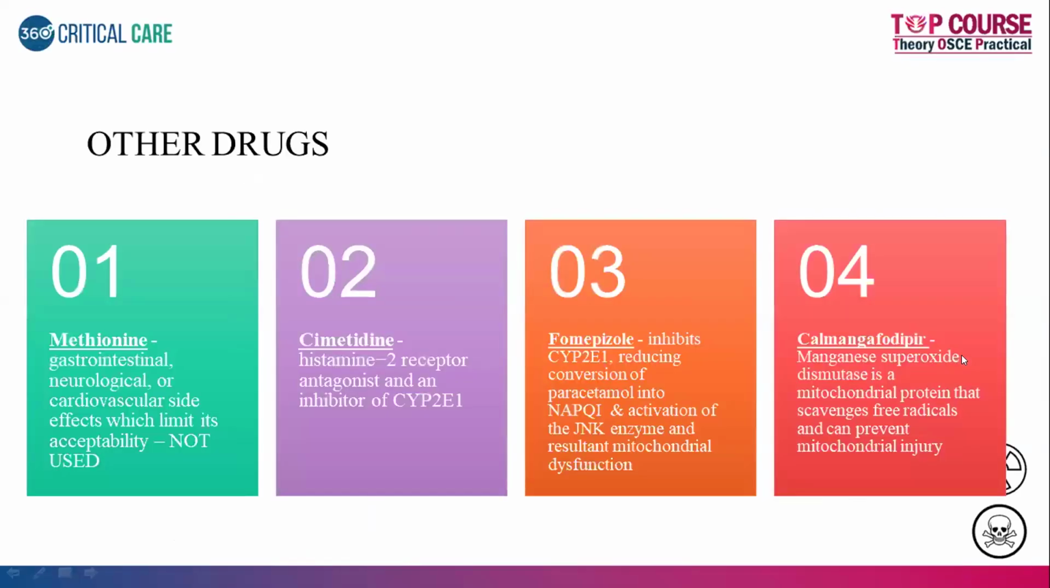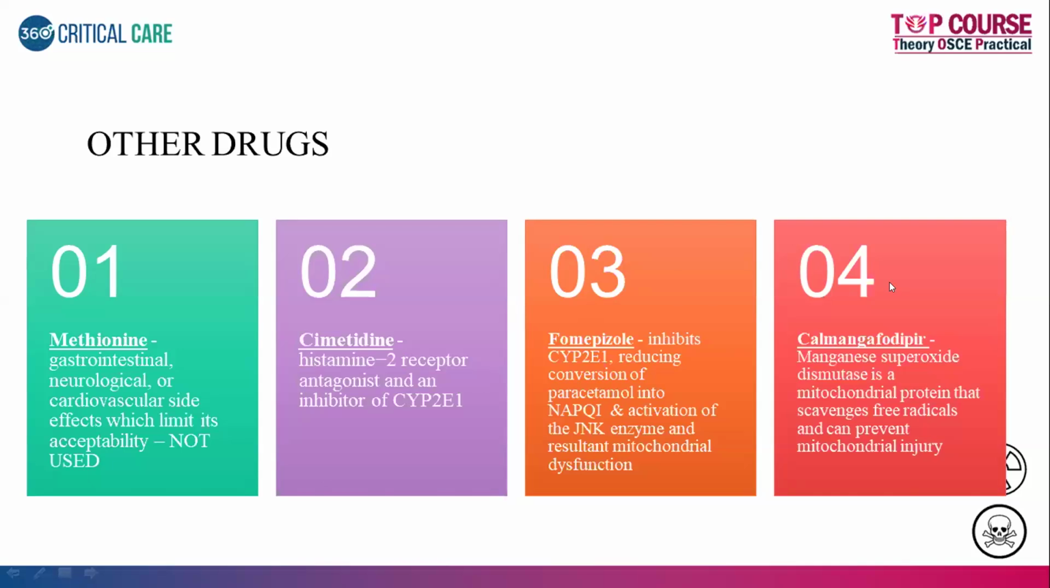Okay. Now, what are the other drugs which can be used in paracetamol toxicity? So initially they were even using methionine. Okay, but methionine has a lot of side effects, so they have stopped using methionine, because that also provides glutathione indirectly. Now, second is your cimetidine. Now, cimetidine and fomepizole, both of these drugs inhibit your enzyme CYP2E1. Okay, so hence they saw that they have some role in paracetamol poisoning.